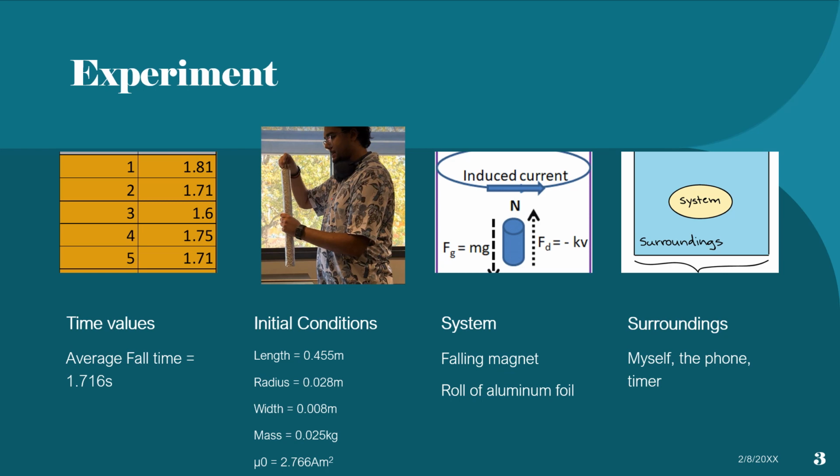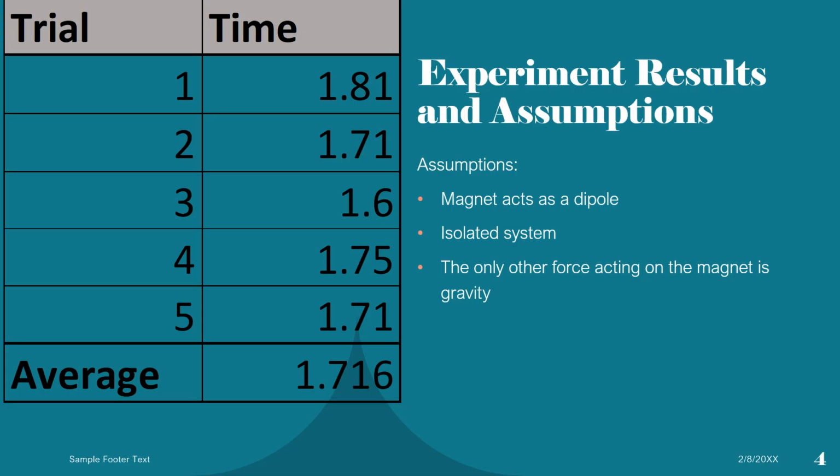Essentially, what I did was I first used the magnetometer app from lab 3 to figure out the North Pole, and then with the North Pole facing up, I dropped it down the aluminum pipe 5 times. I recorded the videos, scripted the videos to find out the times that you see right here. Then we get that the average fall time was 1.716 seconds.